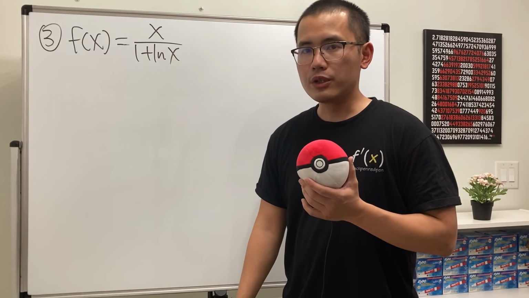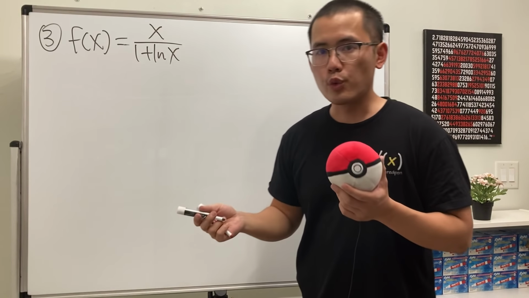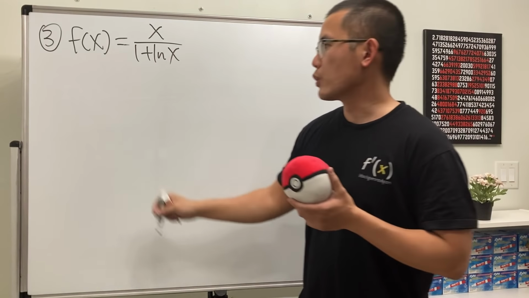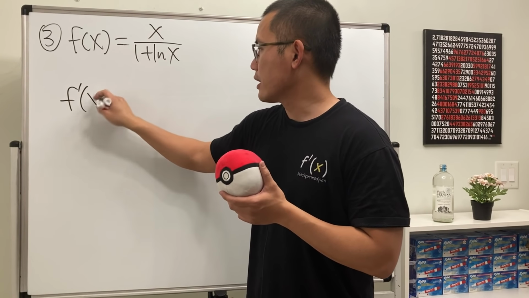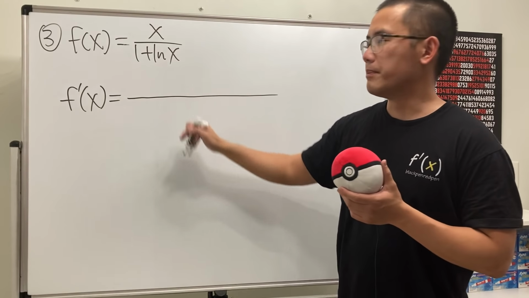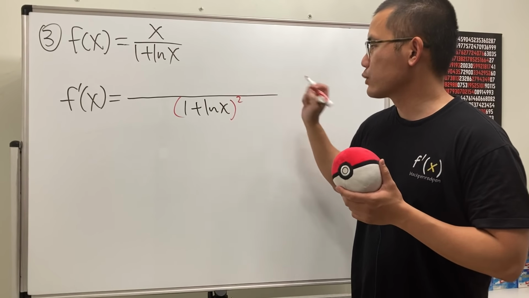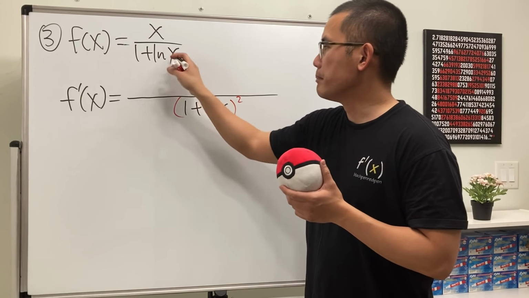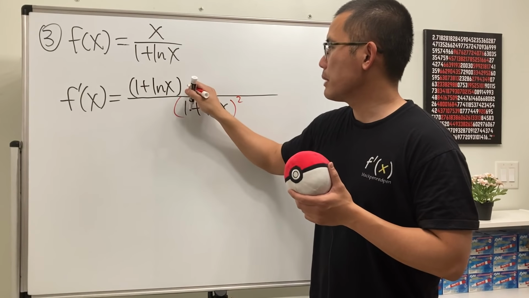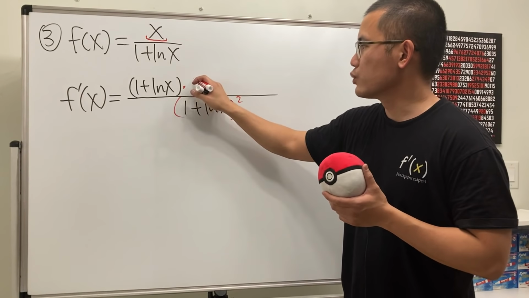Okay, for the third one, we are going to differentiate x over 1 plus ln x. And this is a quotient rule question, because we have a function on the top and another function on the bottom. So quotient rule in action. Write down f prime of x. This right here is equal to, let's go ahead and square the bottom right away. So (1 plus ln x) squared. And then we keep the bottom function, 1 plus ln x, and we multiply by the derivative of the top. Derivative of x is just 1.